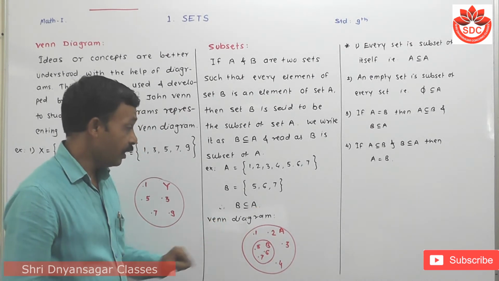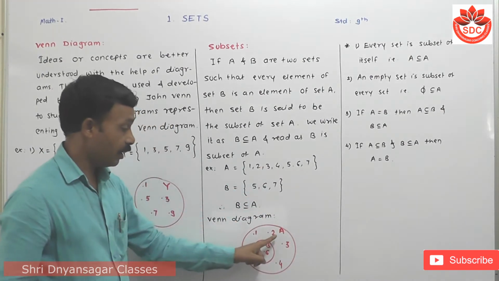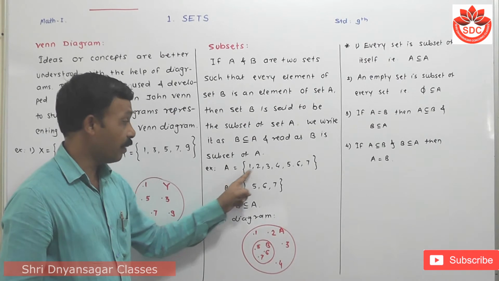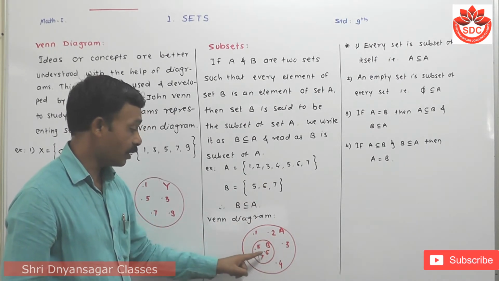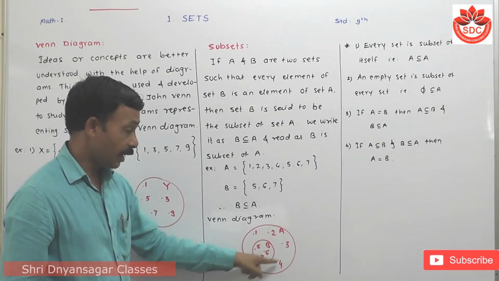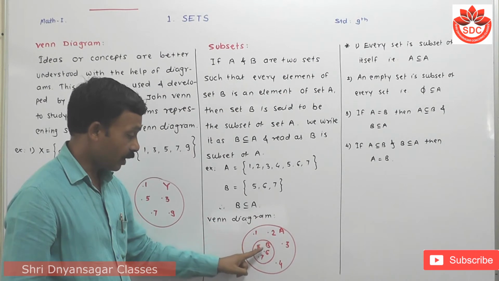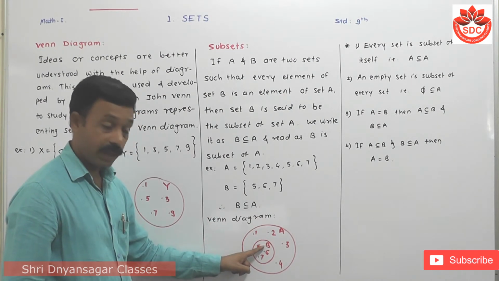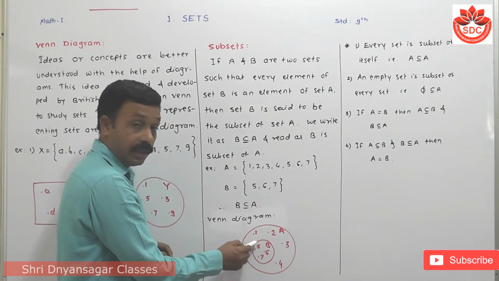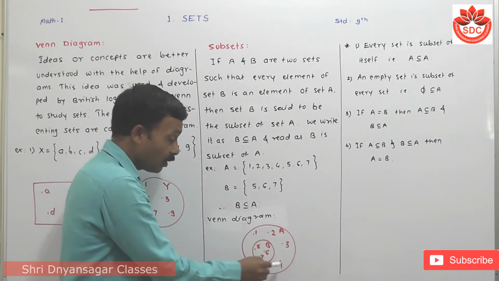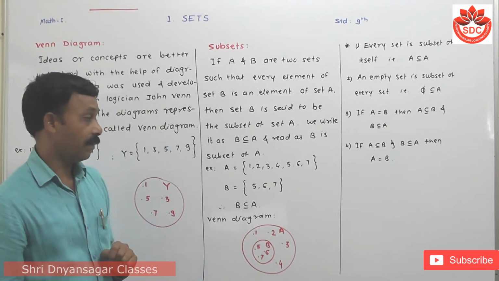The Venn diagram of it is: set A is first represented by a circle, named set A, and the elements 1, 2, 3, 4, 5, 6, 7 are written in it. This is set A. Set B contains 5, 6, 7, so we take another circle. Suppose this is set B with 5, 6, 7. All elements present in set B are also elements of set A. So B is a subset of set A.